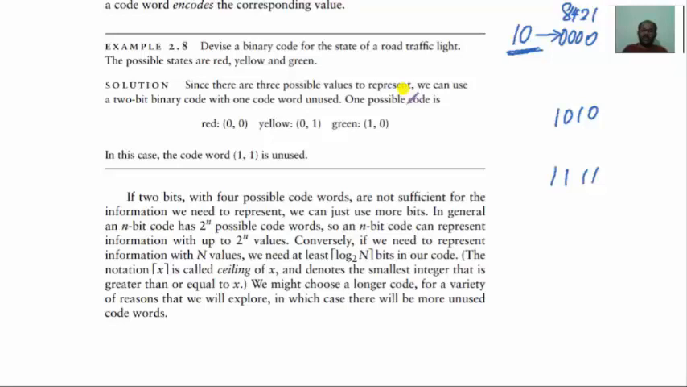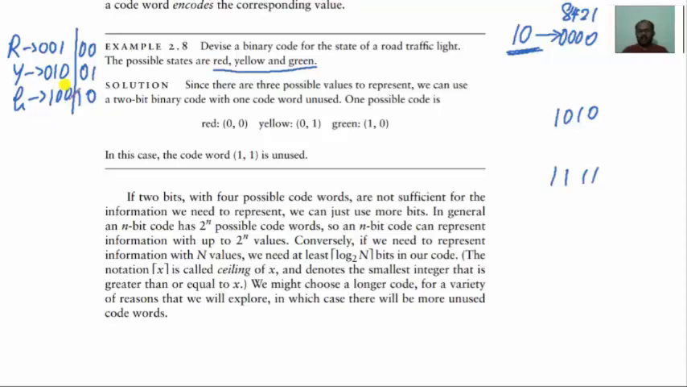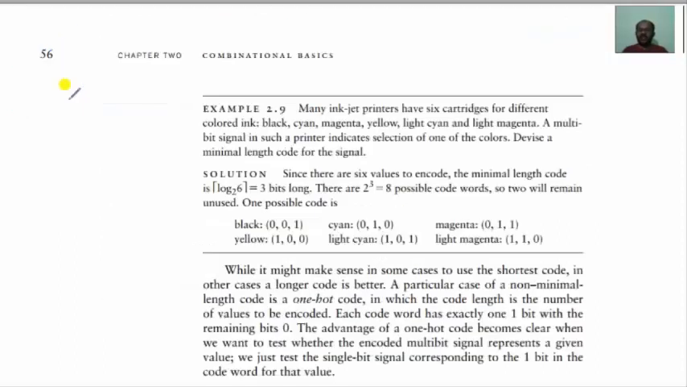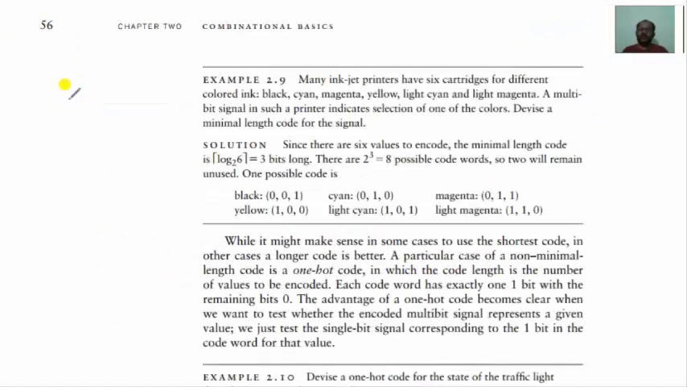Now look at this: you have a traffic light signal. The first is red, yellow, green. If you represent red as 000 or 001, let me assume, yellow as 010, and green as 100, you need 3 bits. What if I represent red as 00, yellow as 01, green as 10? I have saved 1 bit. So this is what is meant by binary coding: you assign some code words.